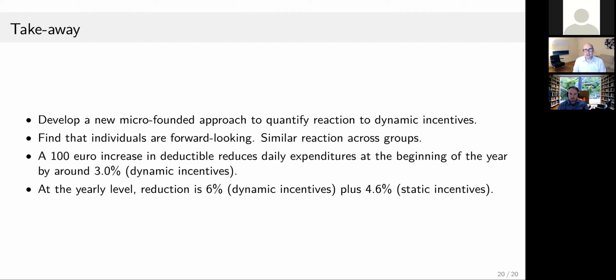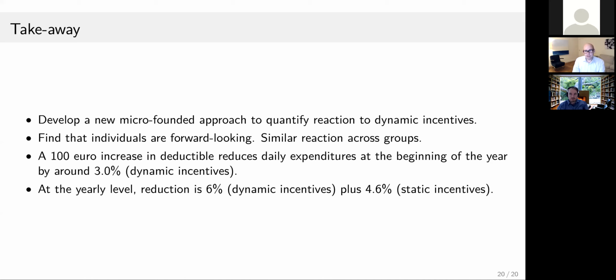With this, I'd like to wrap up. So what we do is we develop a new microfounded approach to quantify the reaction to dynamic incentives. We do find evidence in favor of individuals being forward-looking. We find similar reactions across groups, or at least we find across the board that groups are forward-looking.